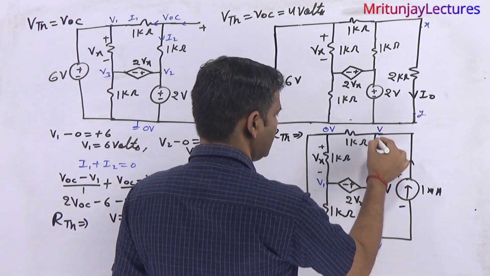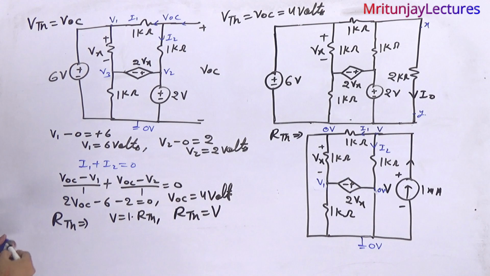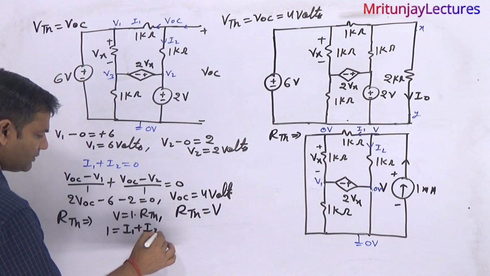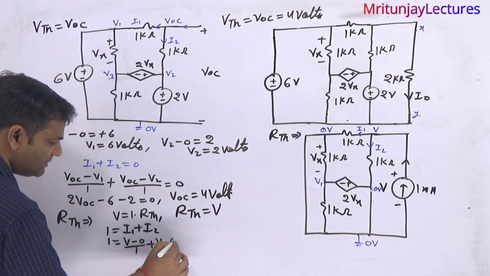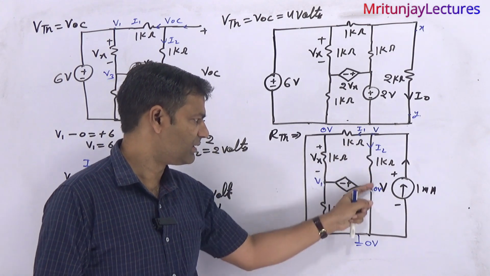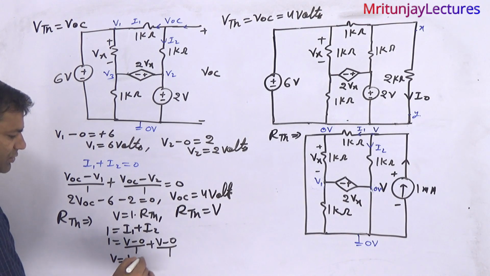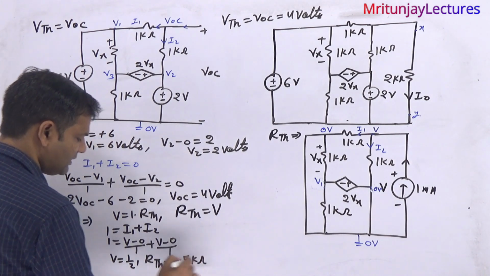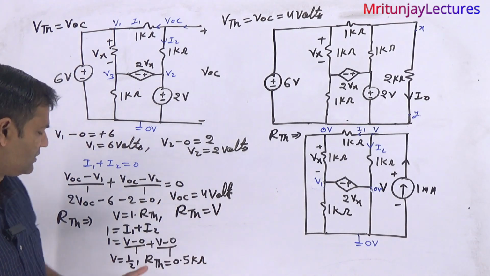Now the next target, our motto is to determine V. So how can we determine it? If here I1 and here I2, apply KCL. The incoming current is 1 milliampere, so 1 equals I1 plus I2. Clear or not? So 1 equals I1, which is V minus 0 divided by 1, plus I2, which is V minus 0 divided by 1. So V is 1 by 2. So what about RTH? RTH is 0.5 kilo ohm, because RTH is V, and V is 1 by 2.